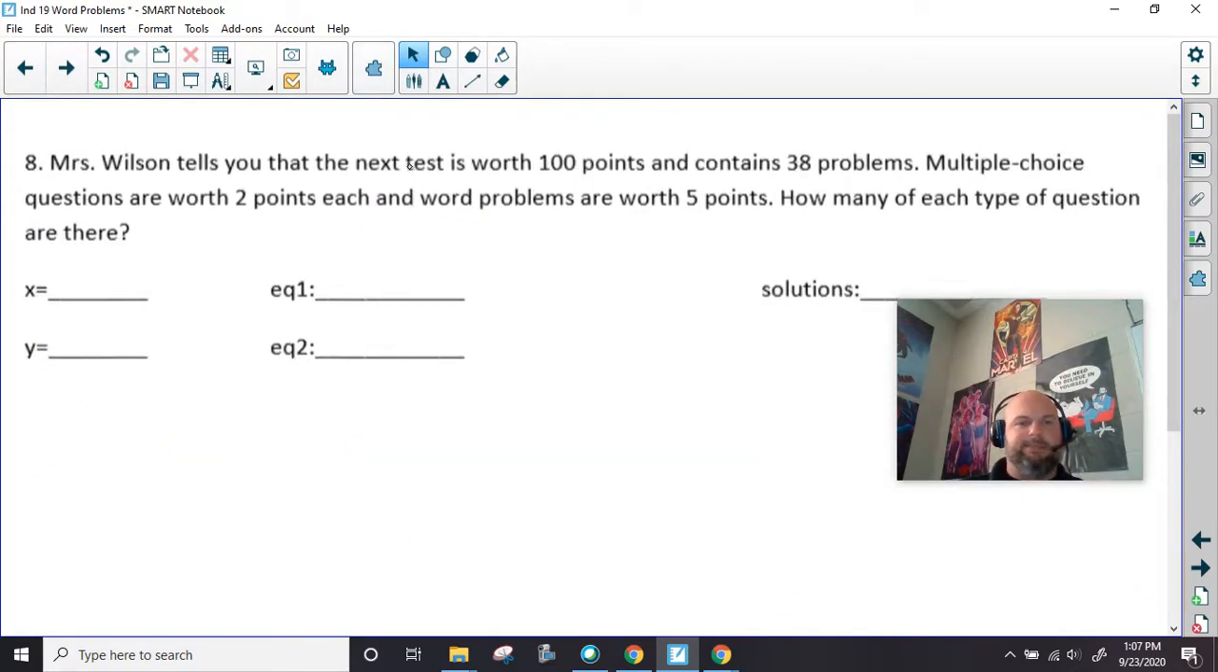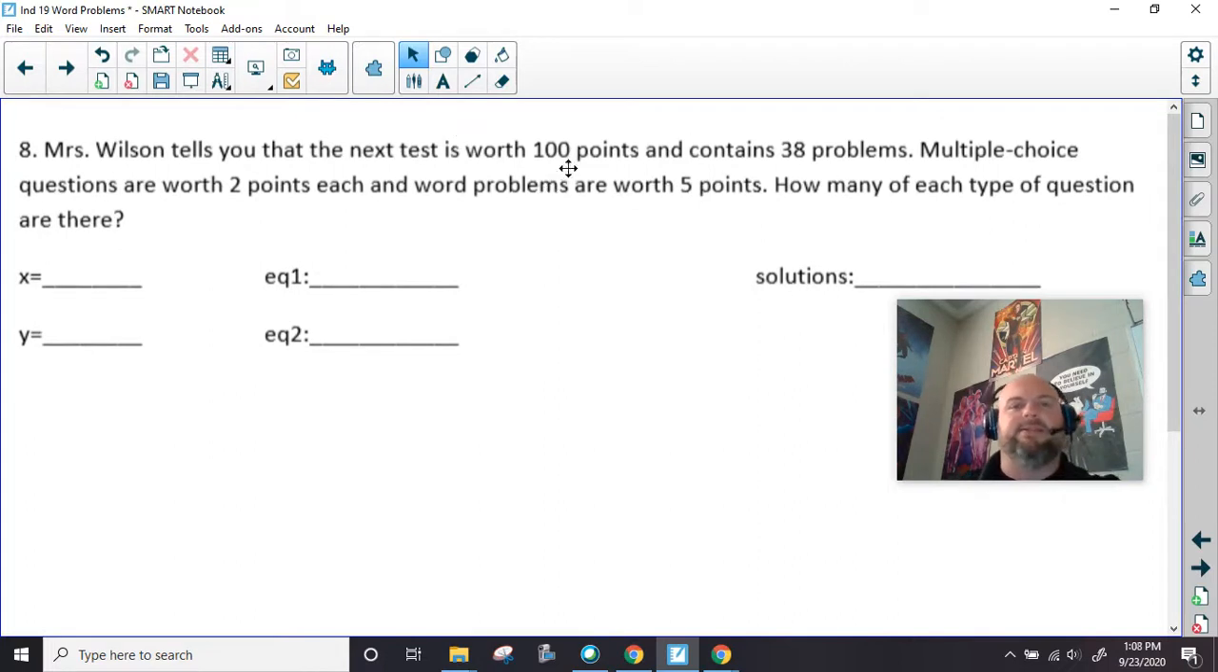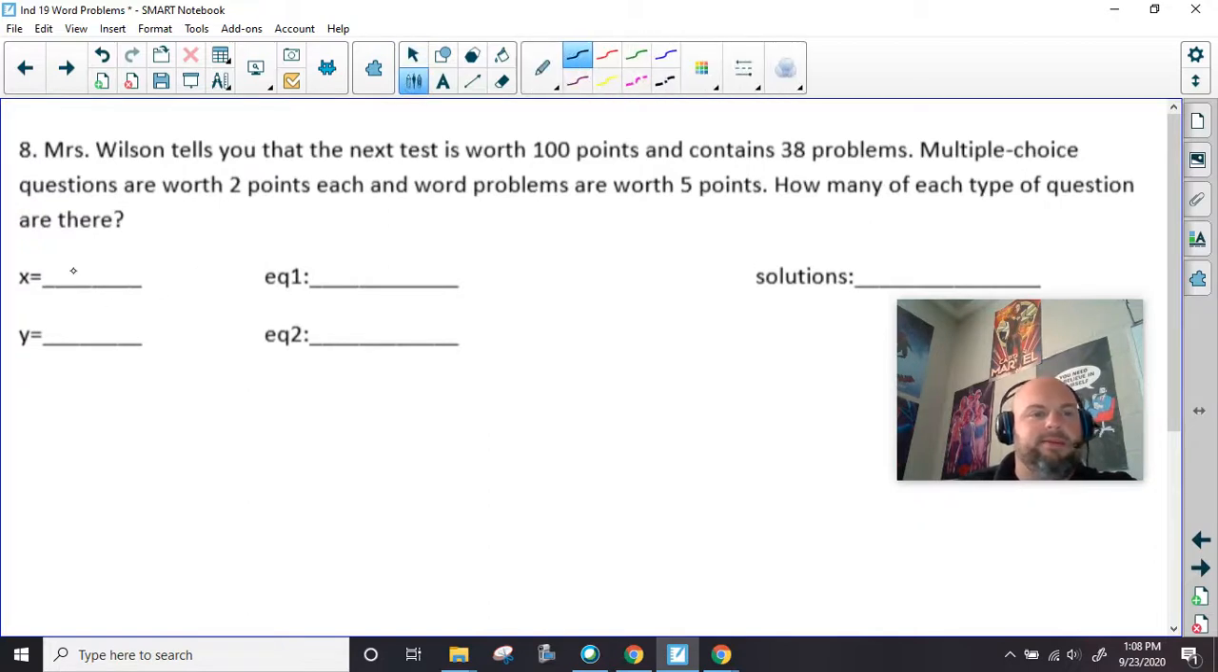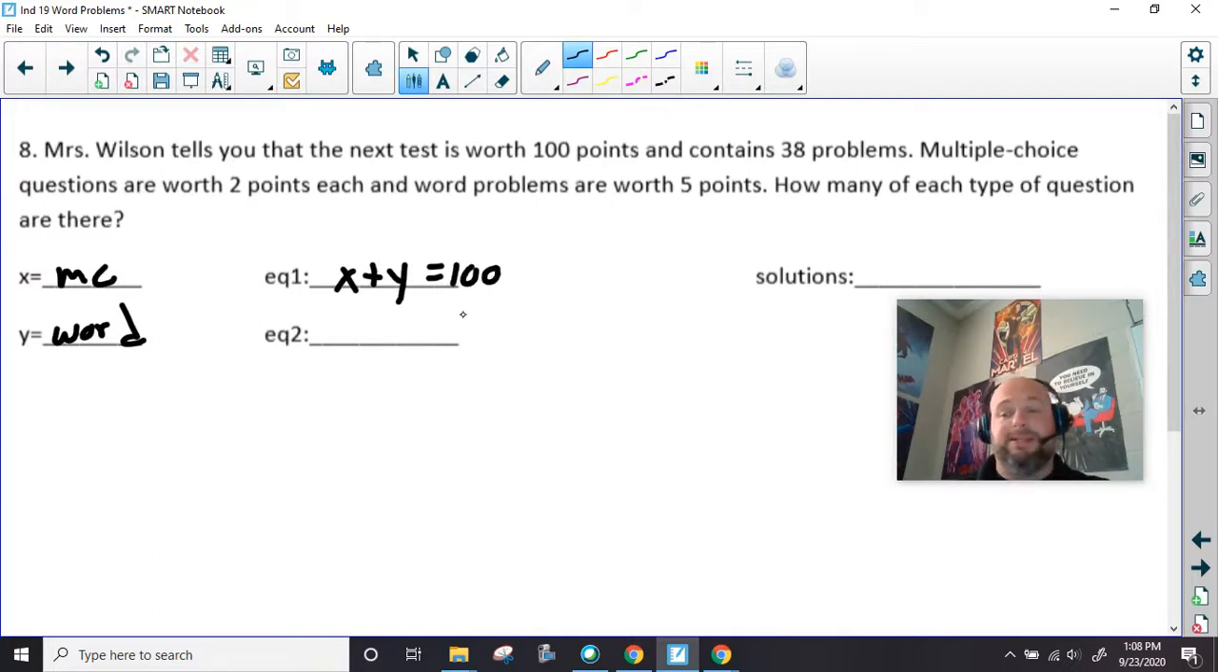Mrs. Wilson says the next test is going to be worth 100 points and contains 38 problems. Multiple choice problems are worth 2 points. Word problems are worth 4. How many of each type? So let's say this is multiple choice. I'm just going to do MC because I'm lazy. This is going to be word. So both of these together, X plus Y, is going to equal 100 points. Imagine that, a test equal to 100 points.